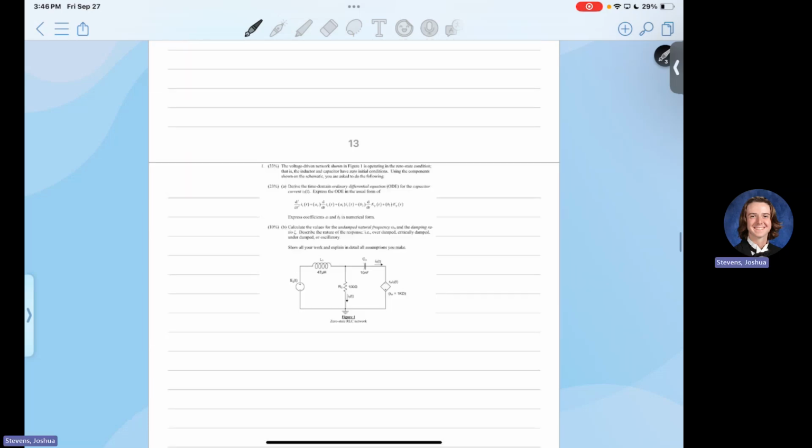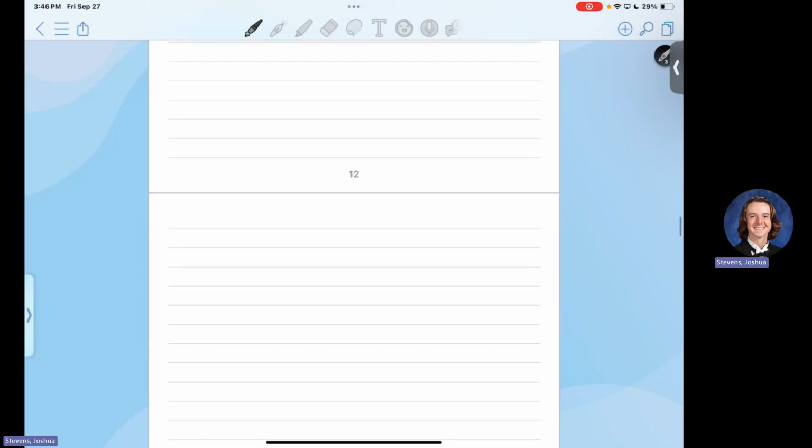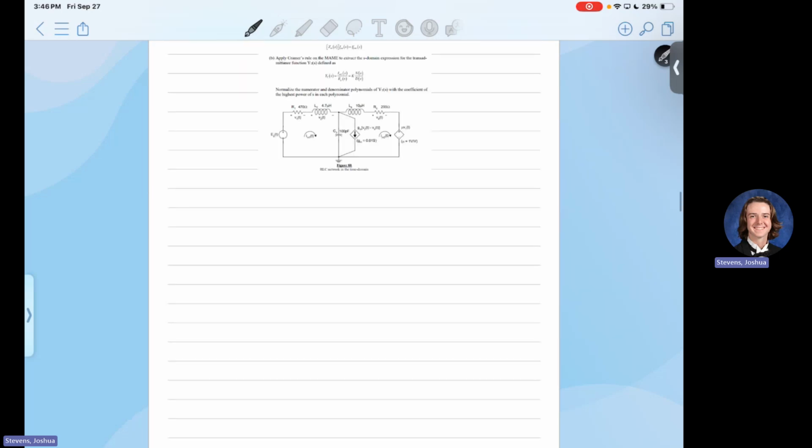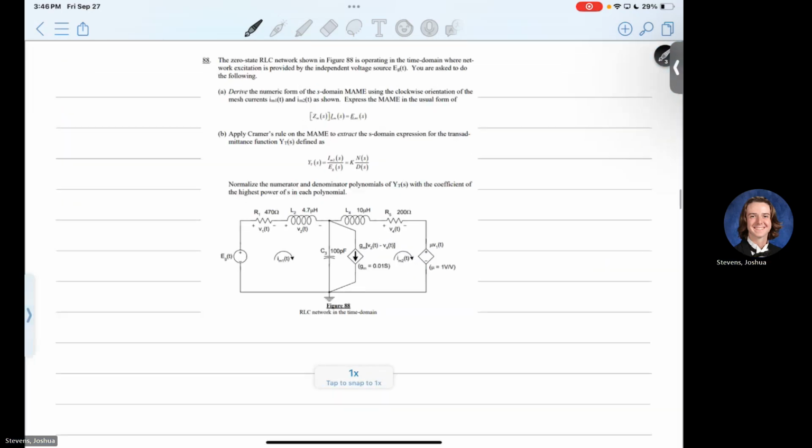Do y'all want to do one more problem or do y'all want to leave? Because it's essentially doing the same thing. You just find your, what do we need to find? We just find our YDP, basically. Open circuit natural frequency.